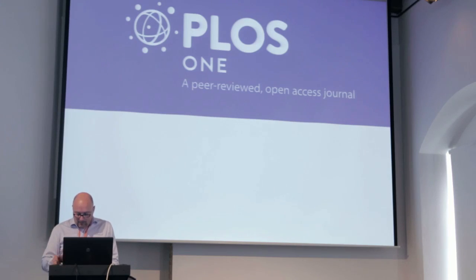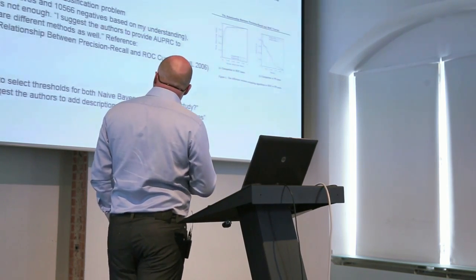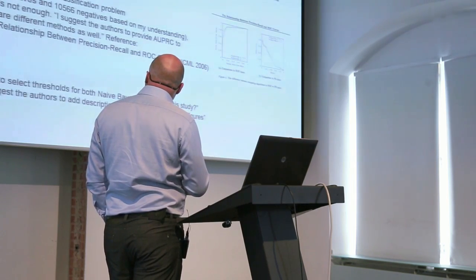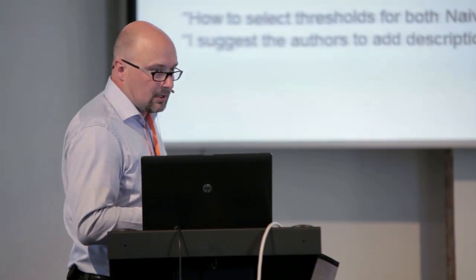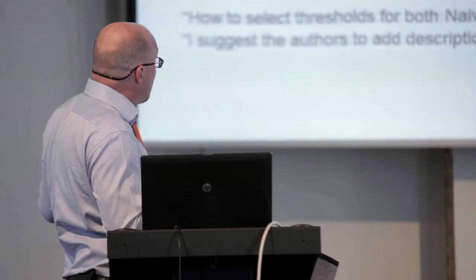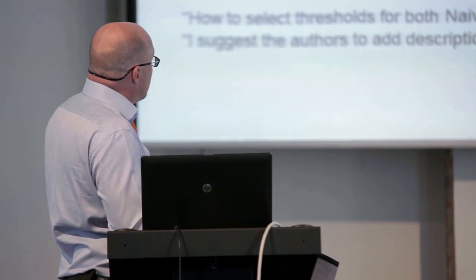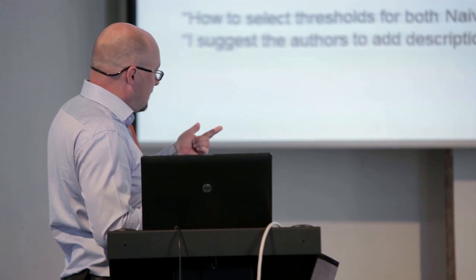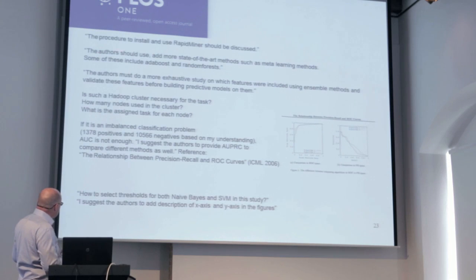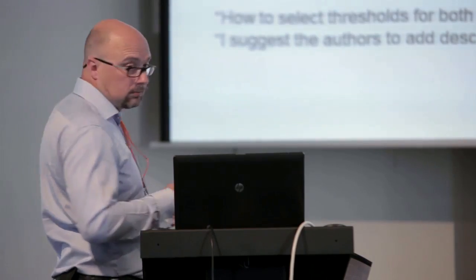So I sent the text of this analysis to PLOS ONE, a paper with an impact factor of 3.5, and this is what I received from the review. This is strange for me. This is new. If you use another program, nobody ever asks me to describe the procedure to install and use your program. Strange, but they asked for it. Then they say, so I used the naive Bayes and the support vector machine. That was their reply. The authors should add more state-of-the-art methods, such as meta-learning methods. Some of these include AdaBoost and random forest. Okay, we will give it a try, but for what it is.